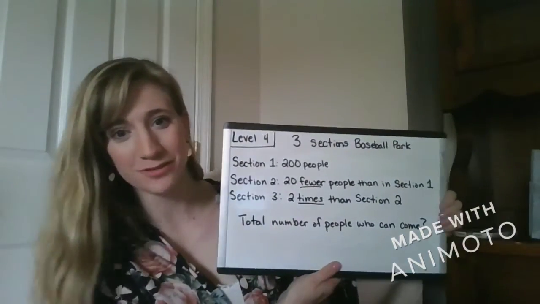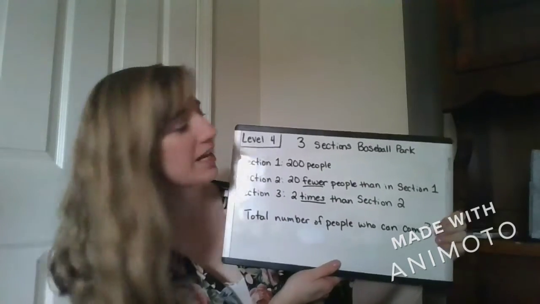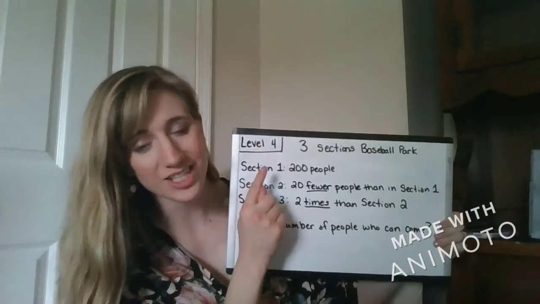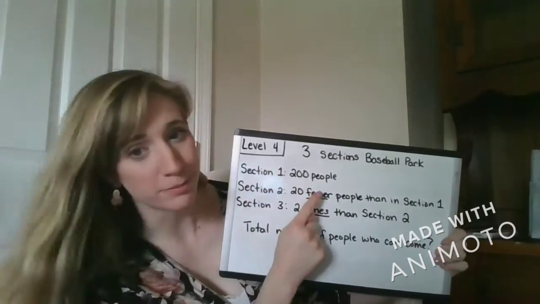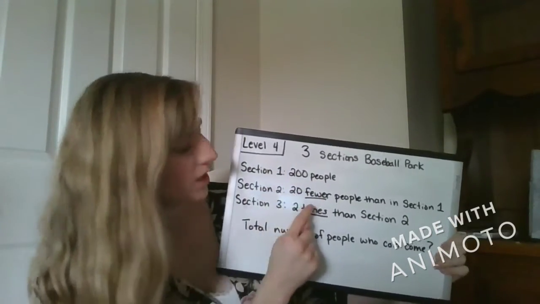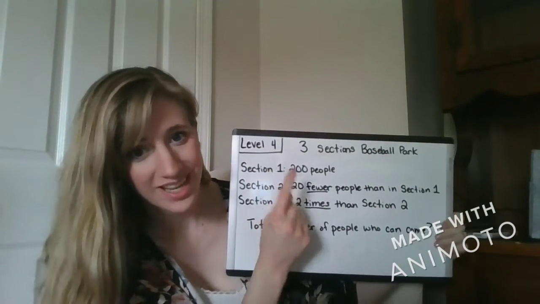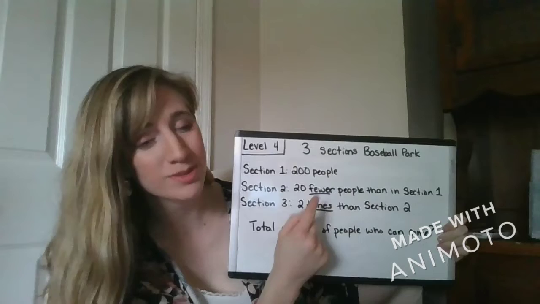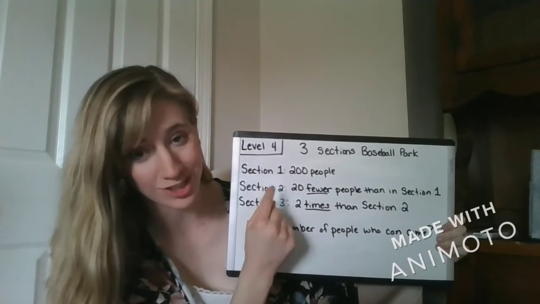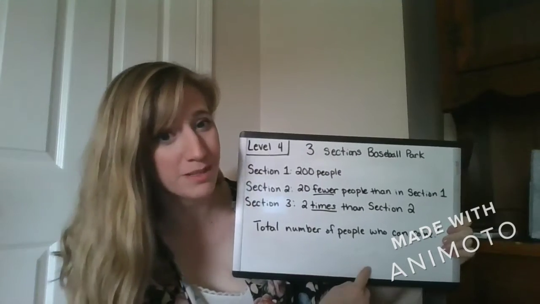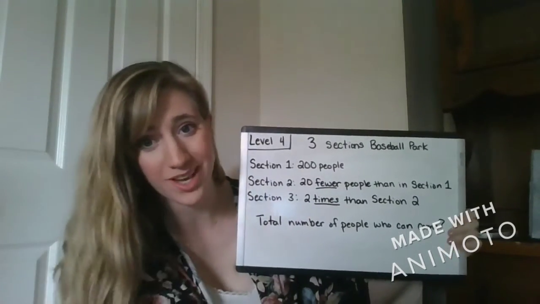Alright, so level 4 problem. So at a baseball park, there's 3 different sections that people can sit in. In section 1, there could be 200 people. In section 2, there's 20 fewer people than can be in section 1. In section 3, there's 2 times the amount than whatever section 2 was. So the answer is, what's the total number of people who can come?